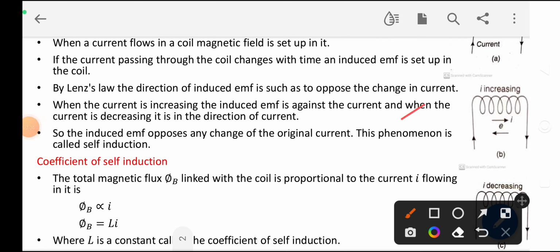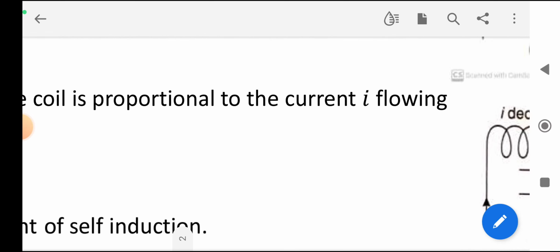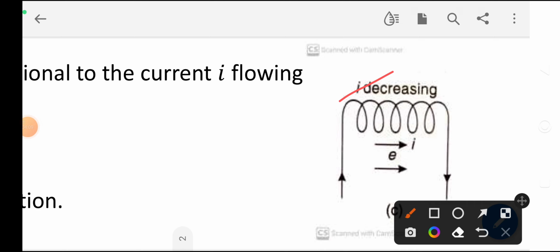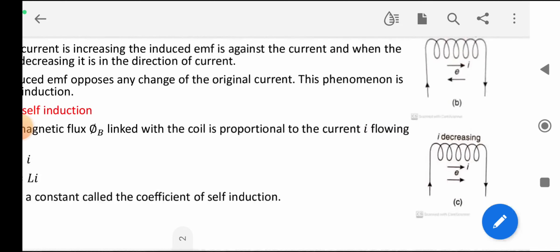When the current is decreasing, the induced EMF is in the direction of the current. When the current is increasing, the EMF is opposite to the increasing direction. When the current is decreasing, the induced EMF is in the same direction. See, this is the diagram. In the decreasing case, the induced EMF is in the same direction, and it opposes the decrease.